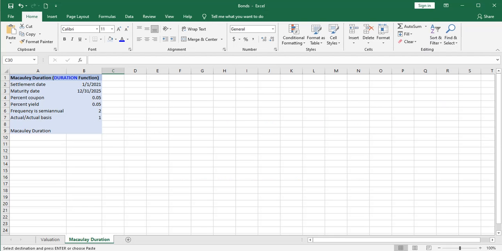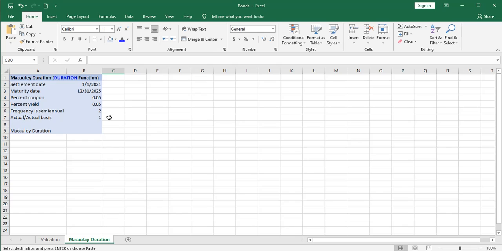To calculate duration in Excel, you use the DURATION function, and you'll need to lay out some information like I have here. The settlement date must be entered in a date format that Excel can recognize as a date. Likewise, the maturity date. The percent coupon is the coupon rate on the face of the bond. The yield is the yield at the time you purchase the bond. Frequency can be a 1, 2, or a 4, depending on whether coupon dates come once a year, twice a year, or quarterly. In our case, we have 2 per year.